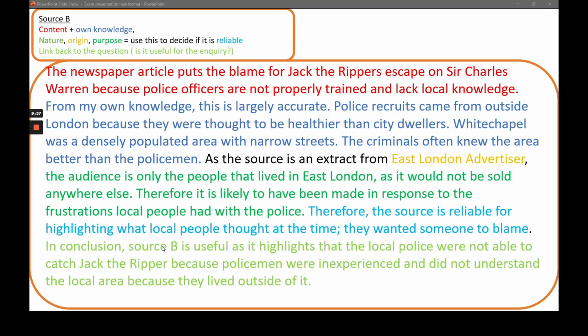In conclusion, source B is useful as it highlights that the local police were not able to catch Jack the Ripper because policemen were inexperienced and did not understand the local area because they lived outside of it. So now I've linked everything back to that inquiry. So the inquiry was the failure of the police to catch Jack the Ripper.